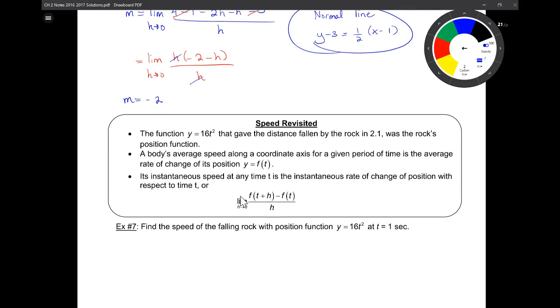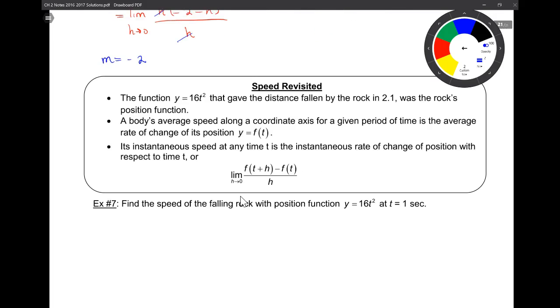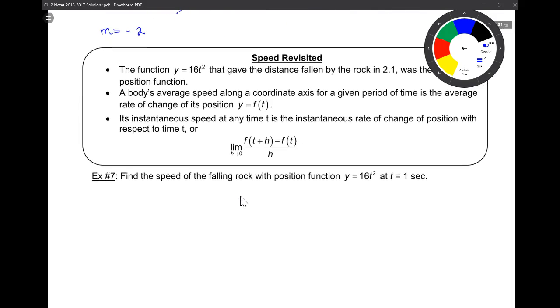You know what, it's up to you if you want to do this one again. We've actually done this. It's just revisiting it. It's y equals 16t squared, the speed of the falling rock at 1 second. Do you want me to go through it? Okay. For review.